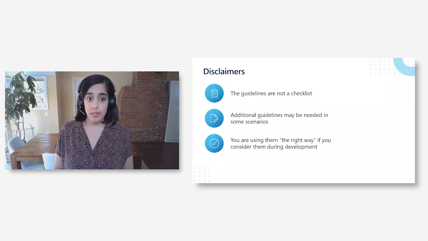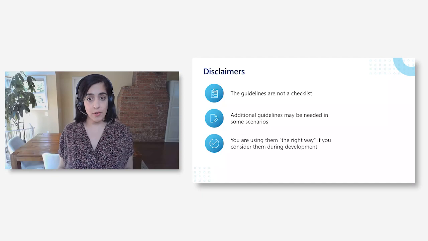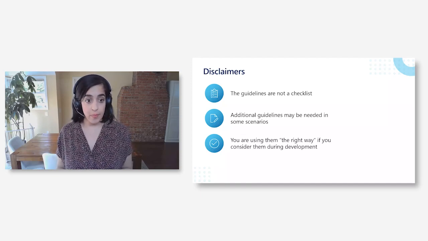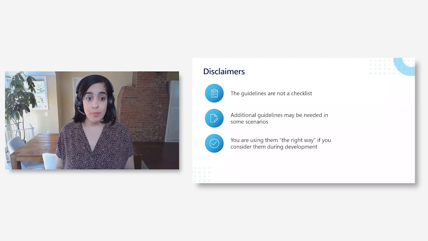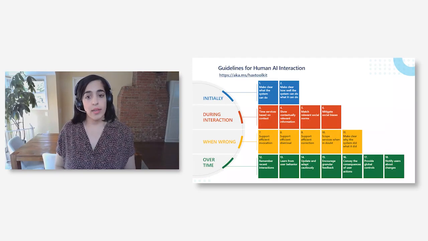The guidelines shouldn't be thought of as a checklist, and not all of the guidelines will apply to every human AI interaction scenario. Additionally, additional guidelines may be necessary in some scenarios. And you're really using the guidelines in the right way if you consider them during the development process. So here are the guidelines.